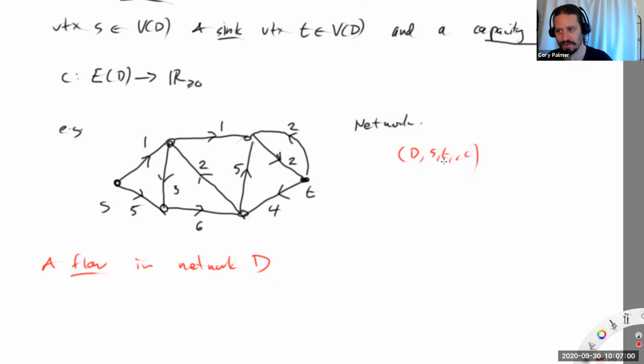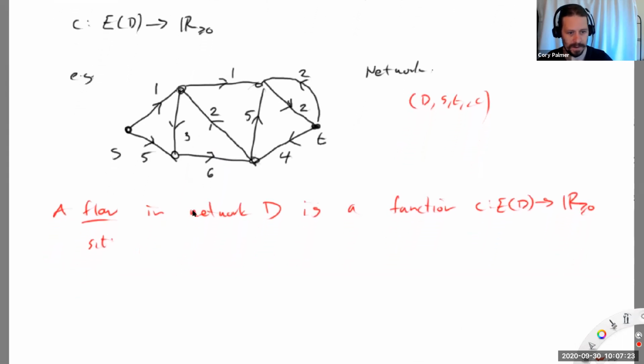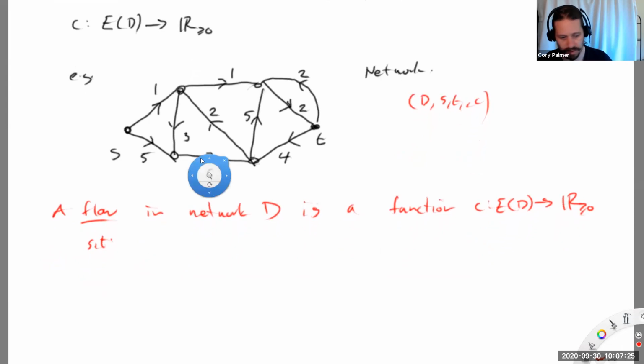It's a digraph with two special vertices and a capacity function. But I mean, you're never going to refer to it this way. Okay, so a flow is another function, again, from the arc set of the digraph to the positive reals or non-negative reals, such that two properties are satisfied. Okay, so the two properties, let me put them in words first.